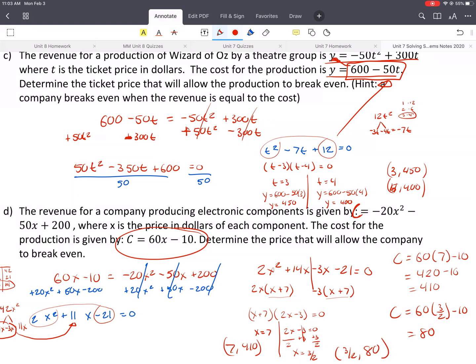So let's see, does that make sense? So determine the price that would allow the company to break even. So C is the cost of the component. So you have to sell the components for $7, and they'd break even at 410, or they'd have to sell their components for $1.50 and sell 80 components. Okay.